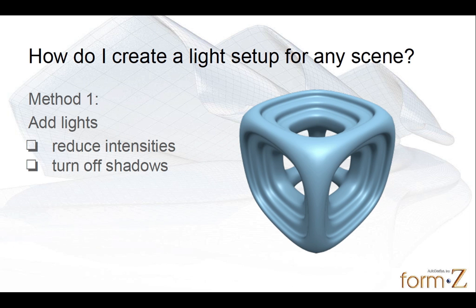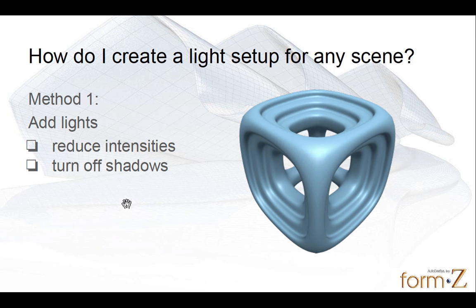So with that, let's begin with our first question, which is, how do I create a light setup for any scene? Well, there's a few different methods that we'll be looking at today. The first one is just add more lights. And a couple of key things that we'll have to keep in mind is that as we add more lights into the scene, we will have to reduce the intensities, and we can also turn off shadows for certain light sources to control the shadow effects in that scene.